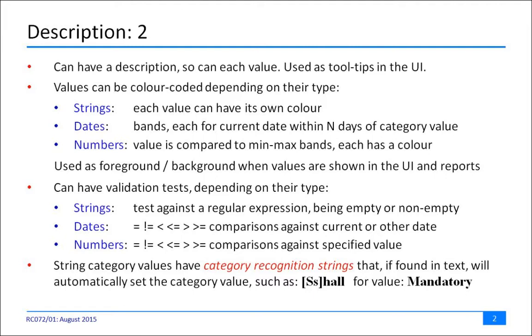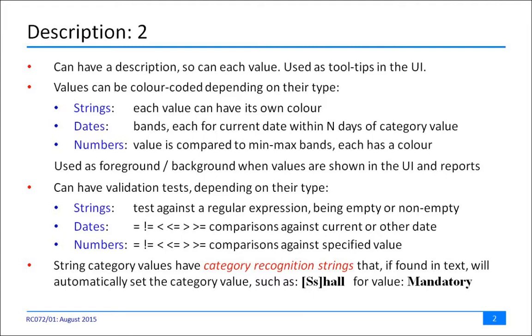The descriptions also appear as tooltips in the Cradle UI. Category values can be color-coded. The colors are used as the foreground or background in the UI, or in reports. Categories can have validation tests, depending on their type. These are used to confirm data integrity.